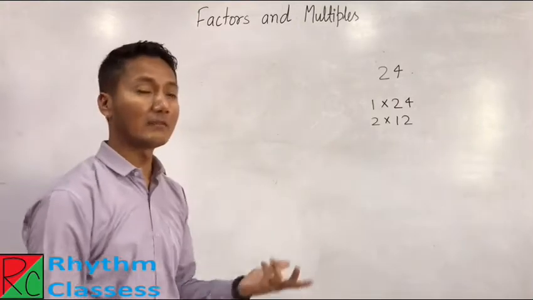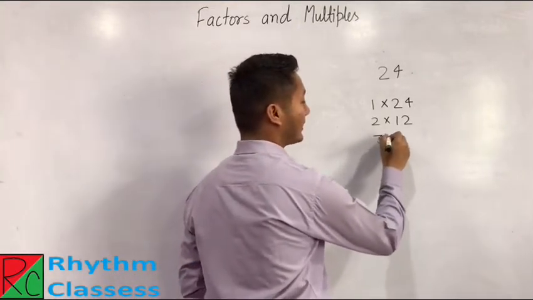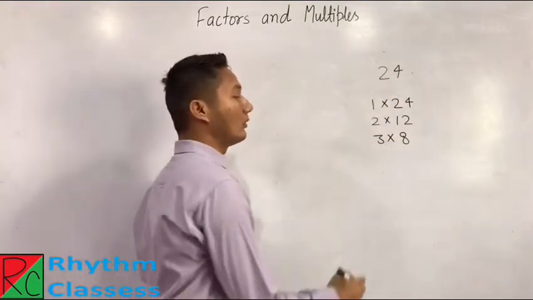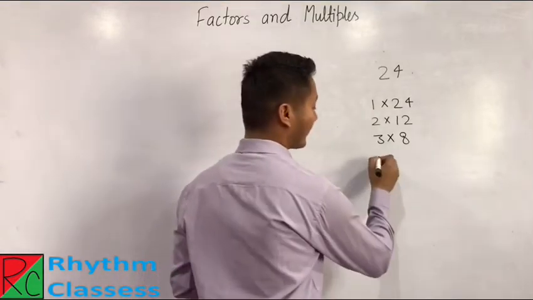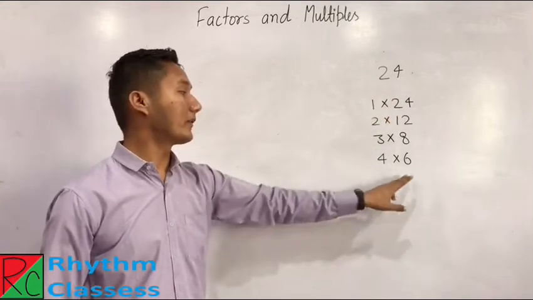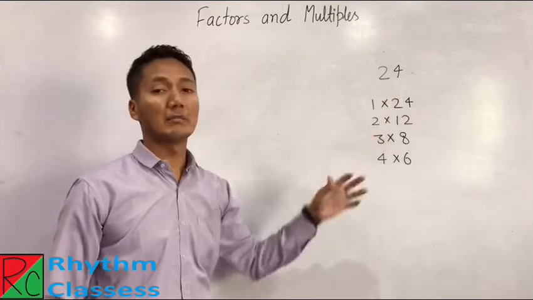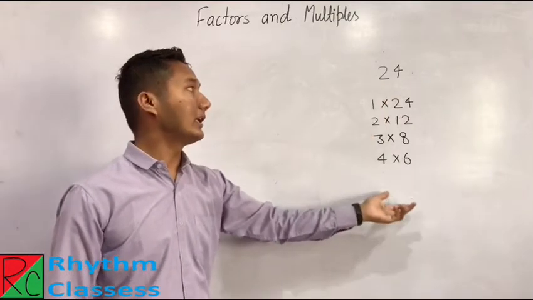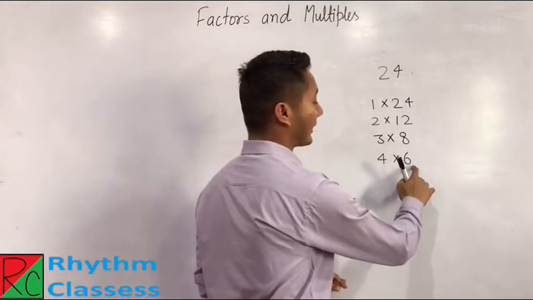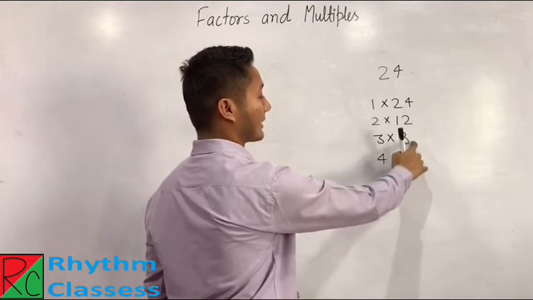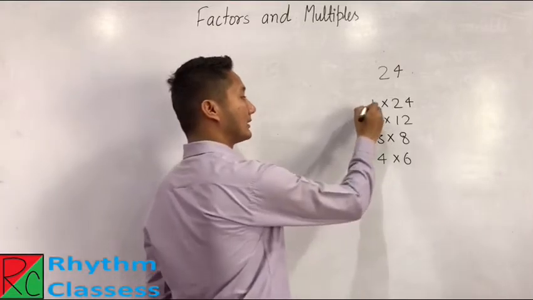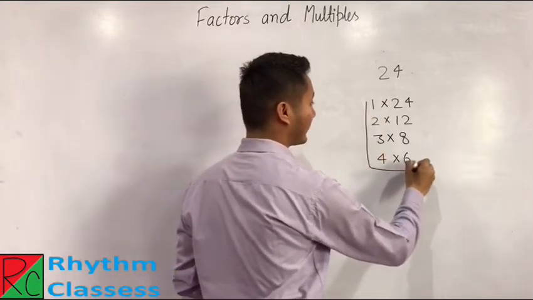Now if we find another one, then we can say 3 into 8. 3 into 8 becomes 24. Now if we find another one, then we can say 4 into 6 is equal to 24. Now if we go further, we cannot make 24 by multiplying by 5. And again, if we go further, we will see 6 into 4. That means now we got these numbers and we are going to reverse again: 6, 8, 12 and 24.